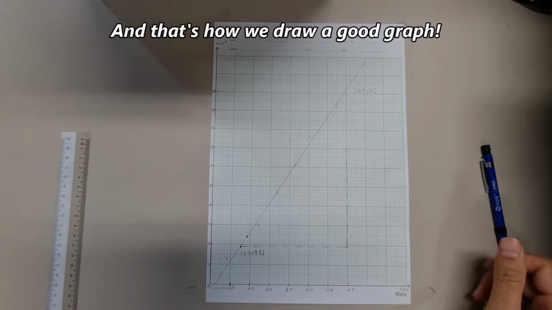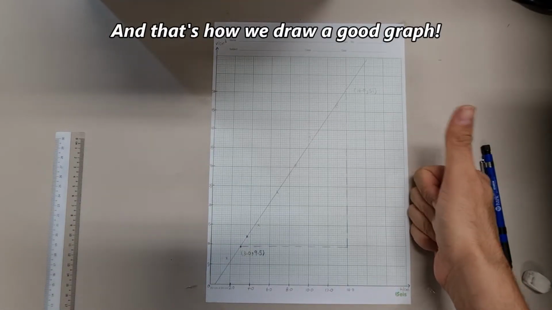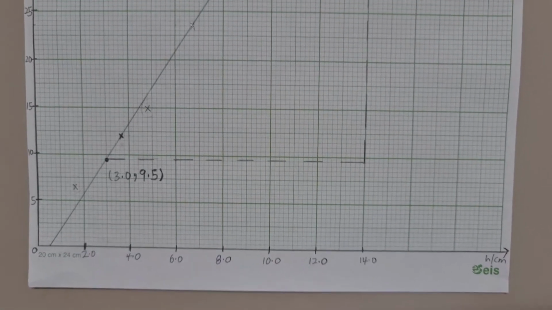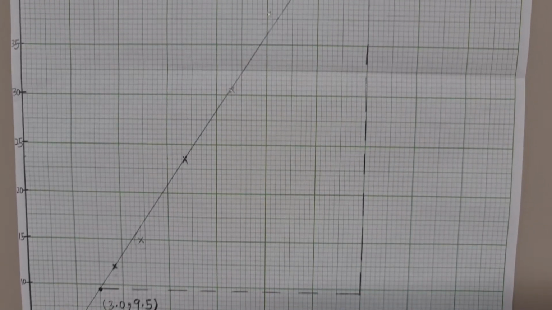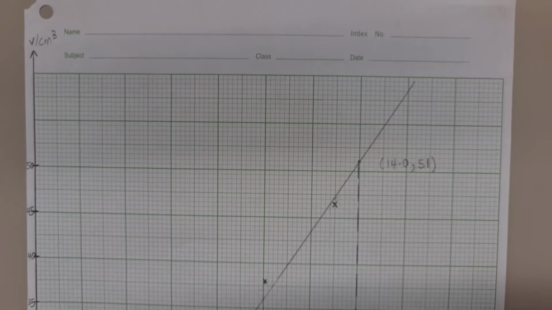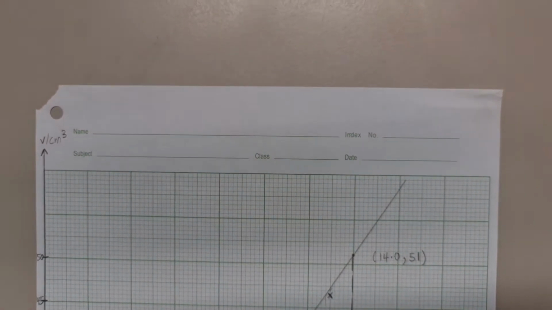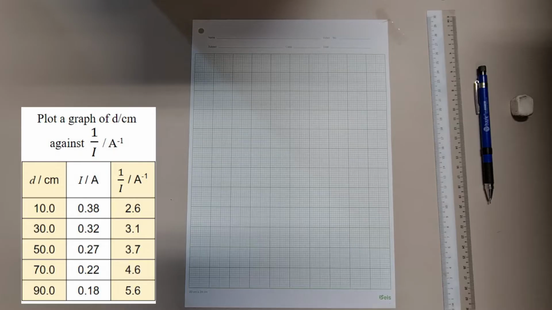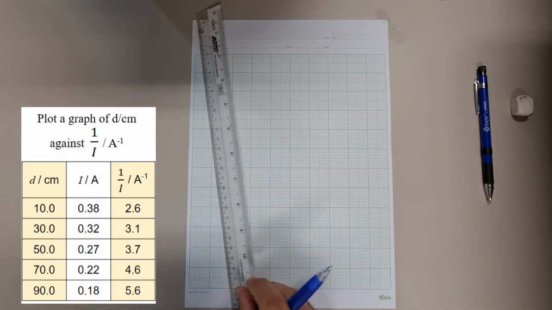And that's how we draw a good graph. You can compare the graph that you have drawn with the checklist given. Let's see another example of how we draw a good graph.